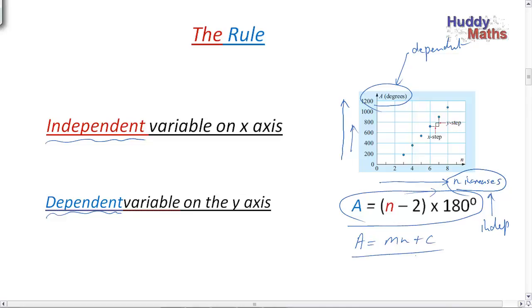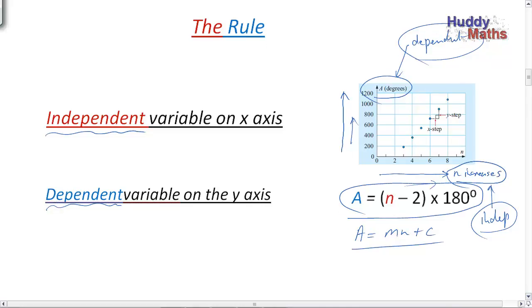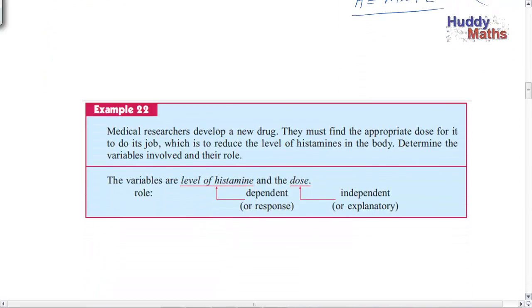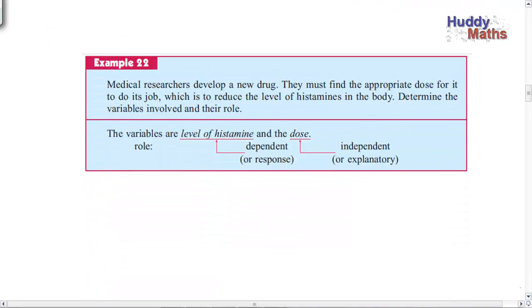We're just getting our head around some of these ideas of how to plot the graph to start with, and there is a proper way, and the rule is independent and dependent. It's very important that you work out what is responding, or what is dependent upon the other one, and choose your axes carefully. Okay, let's go down and have a look at that example.